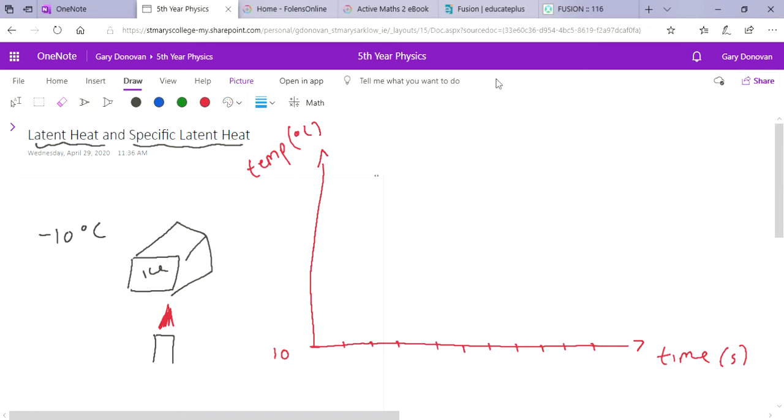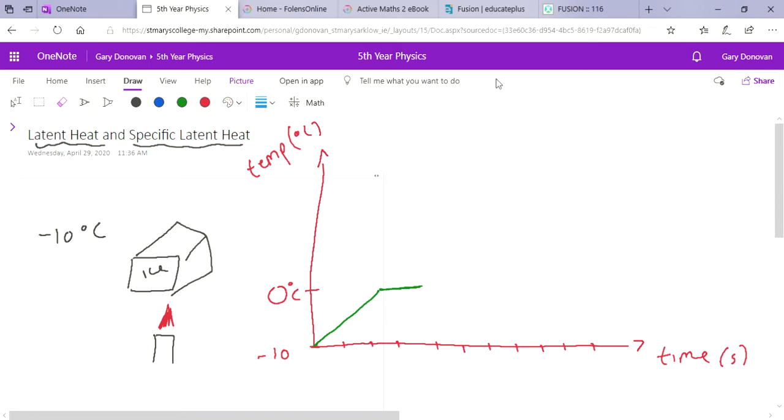So we have minus 10, that should be temperature. The graph would start to increase. You heat it up, it gets to minus 9, minus 8, minus 7, 6, 5, 4, 3, 2, 1, 0. And at 0, something happens. The graph flattens out. Even though you're still heating up the ice and supplying it with energy, the temperature doesn't change. So what's happening at 0 degrees Celsius?